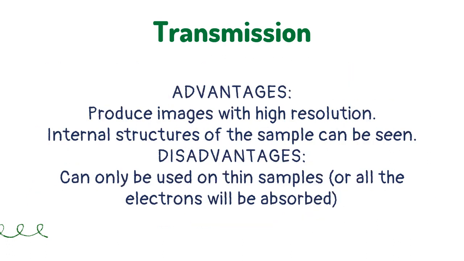Transmission microscopes have advantages and disadvantages. Advantages: they produce images with high resolution, and internal structures of the sample can be seen. Disadvantages: they can only be used on thin samples, or all the electrons will be absorbed.